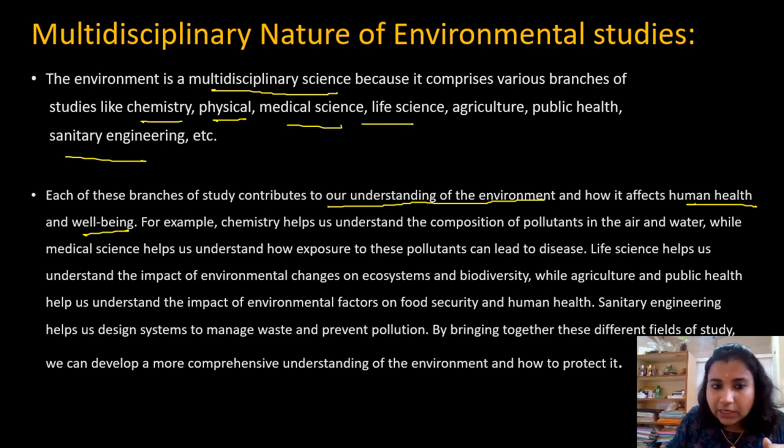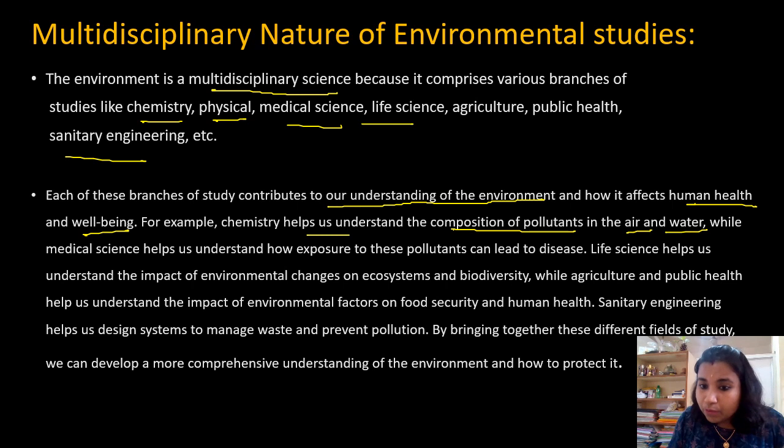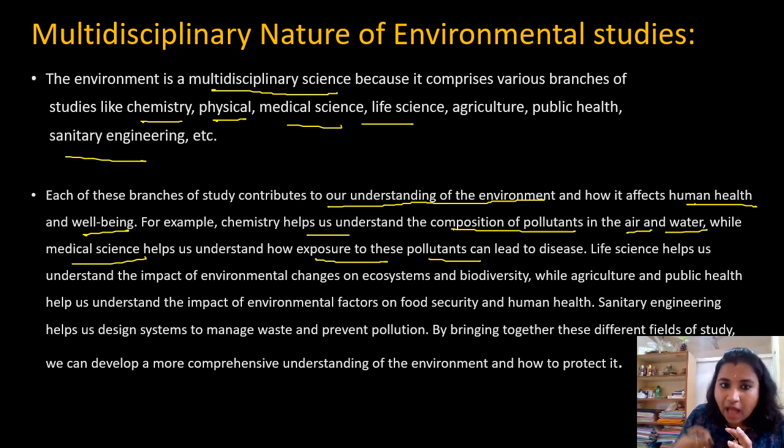For example, chemistry helps us to understand the composition of pollutants in the air and water. So if pollutants are present, you know that the environment is getting polluted. For the pollutants which are causing pollution, we need to know their composition. Chemistry helps us know the composition, while medical sciences help us to understand how exposure to these pollutants can lead to disease.